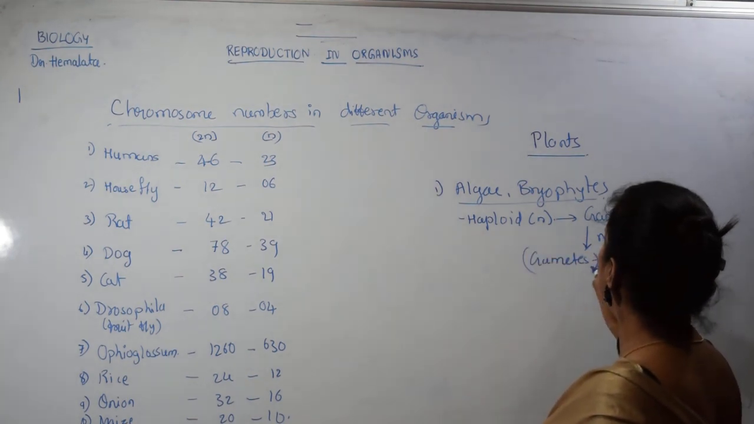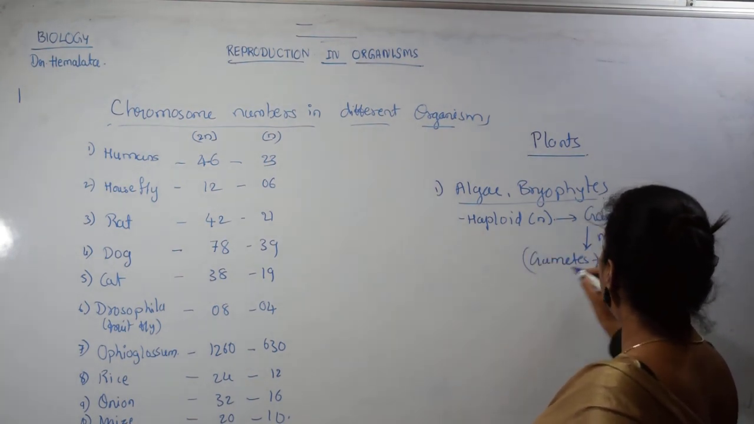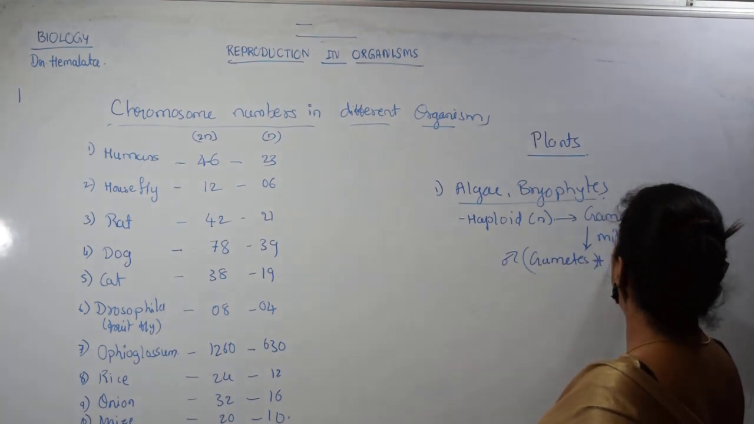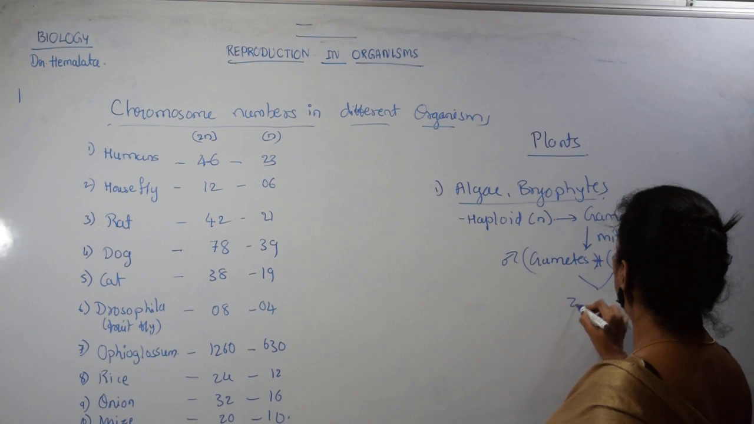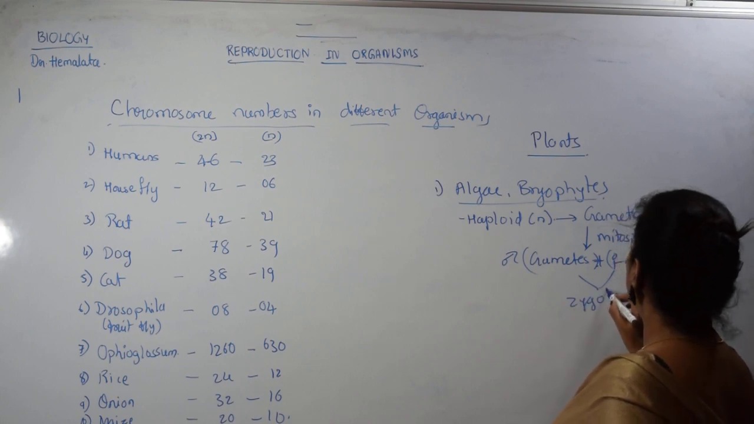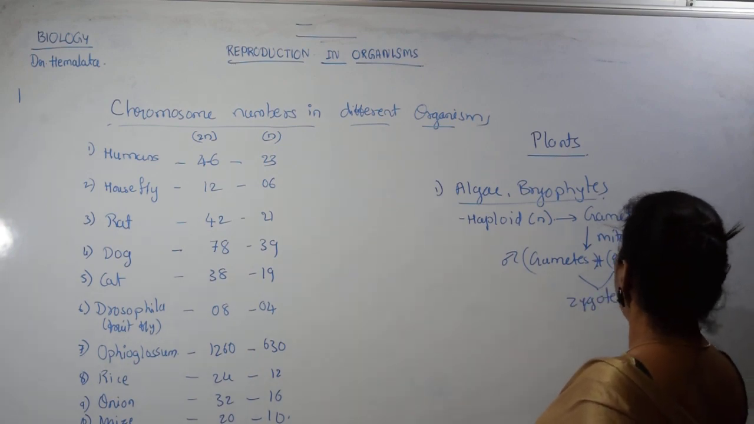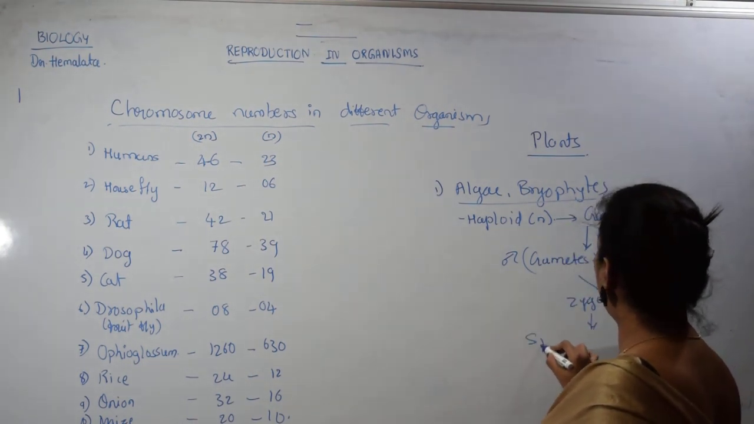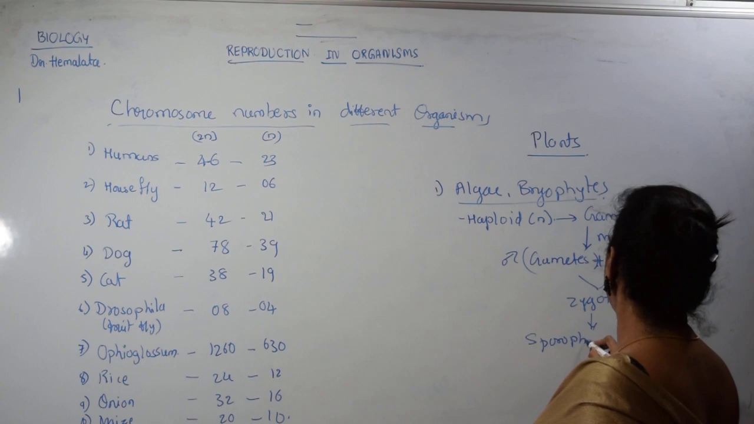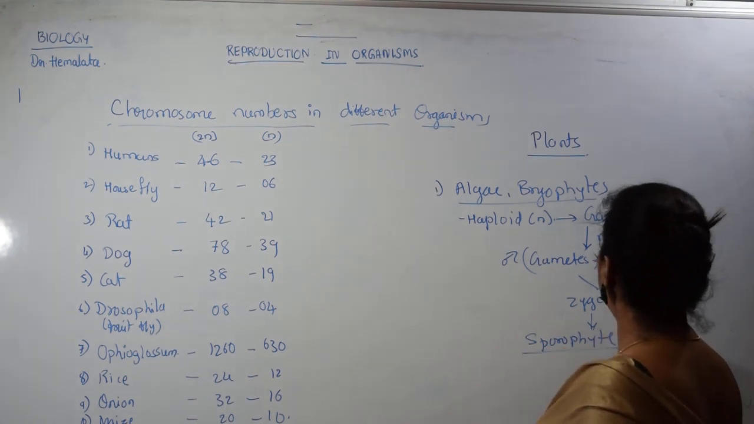The gametes are produced just by mitotic division, mitosis, because it is already haploid. The male gamete and the female gamete fertilize to form the zygote, which is the diploid structure, and this diploid one will continue in the form of a sporophyte. Okay, this we call the alternation of generation.